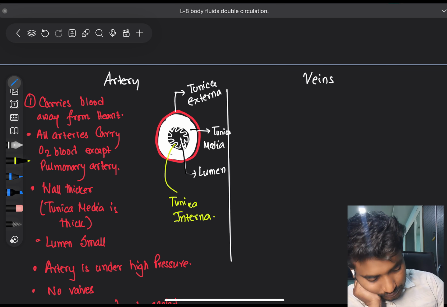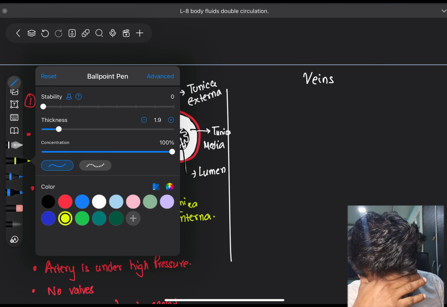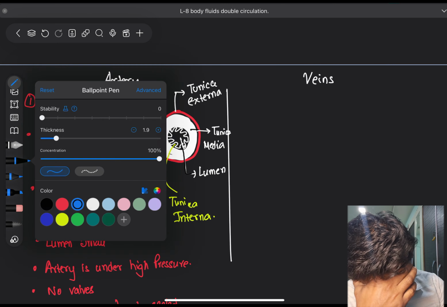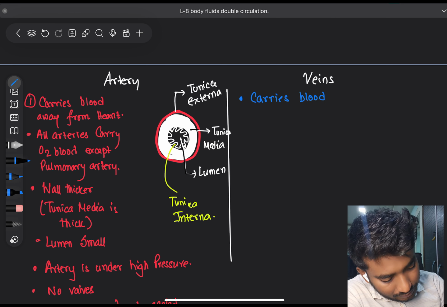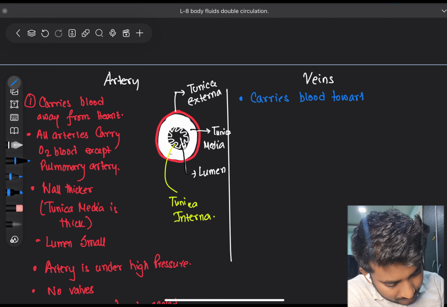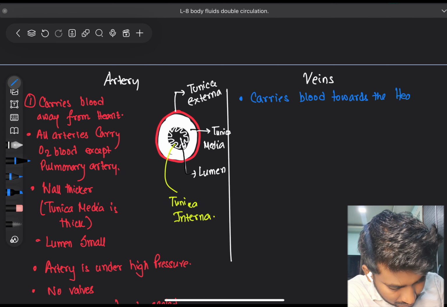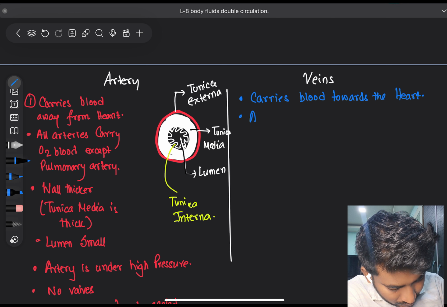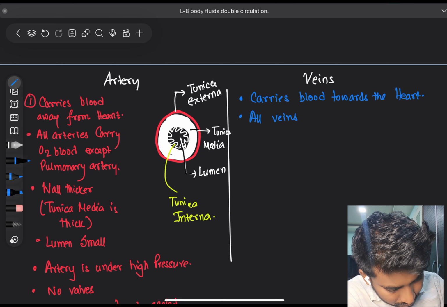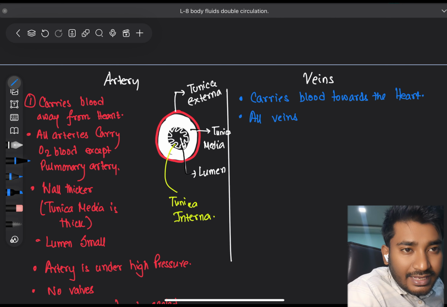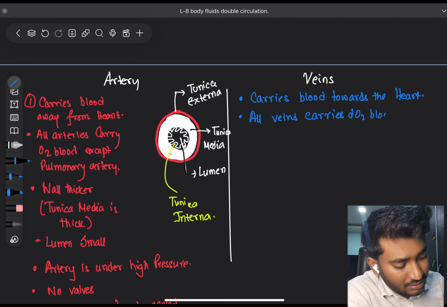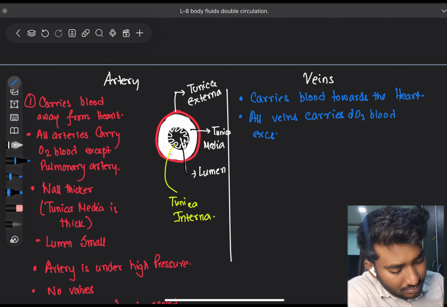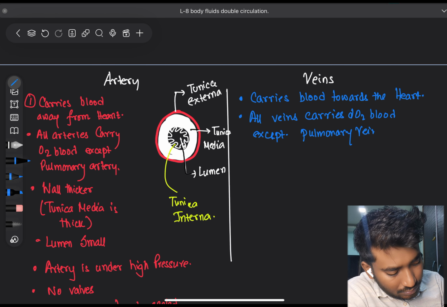Now in case of veins, I'm writing with blue. Veins carry blood towards the heart. All veins carry deoxygenated blood except the pulmonary vein.